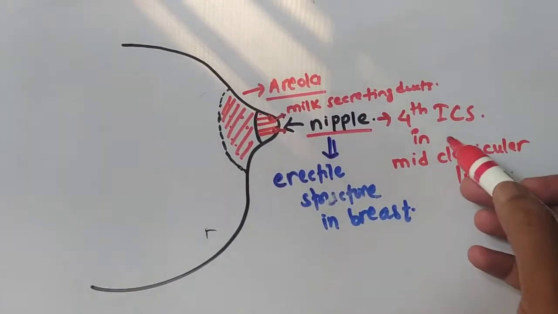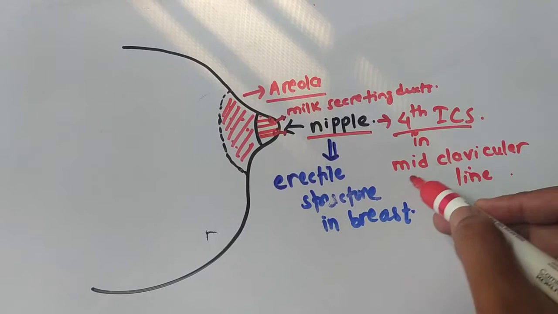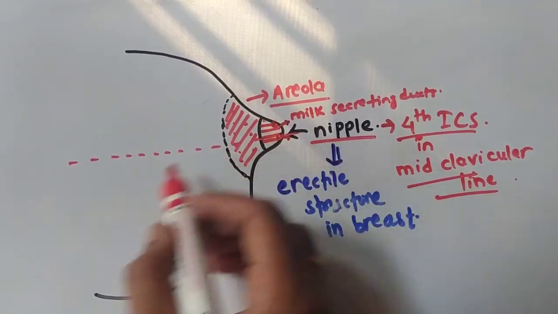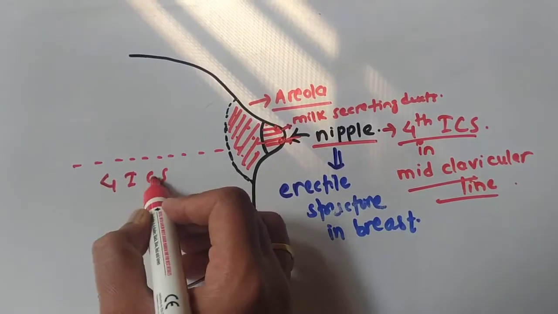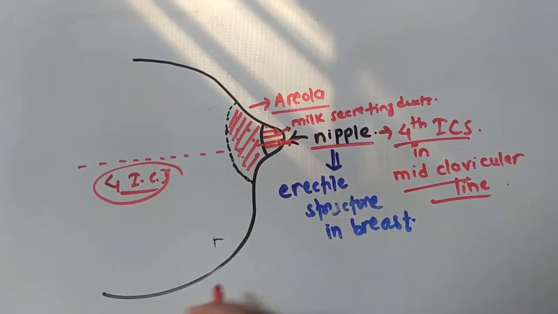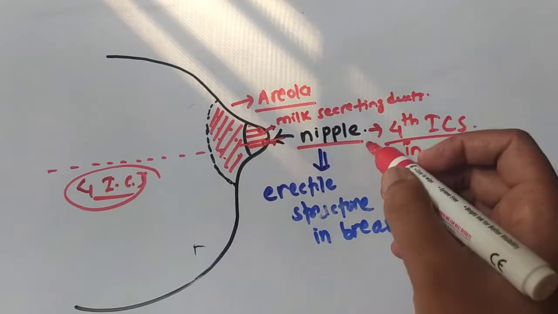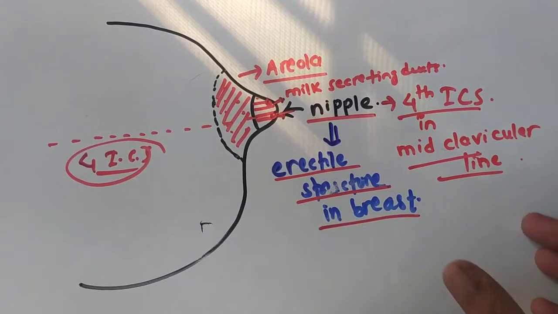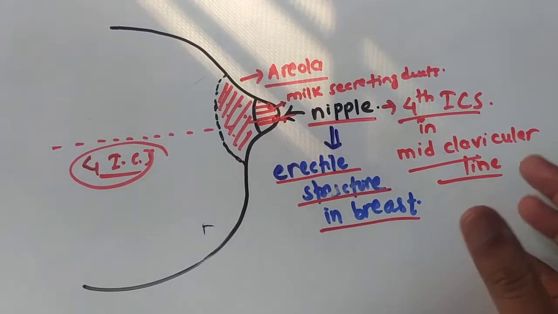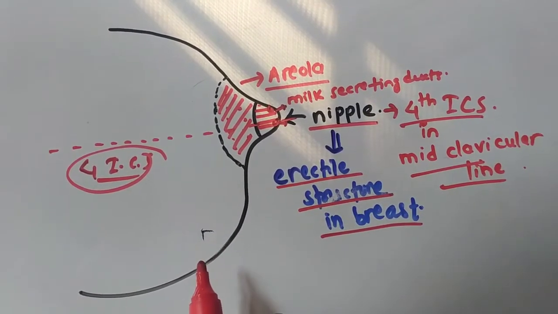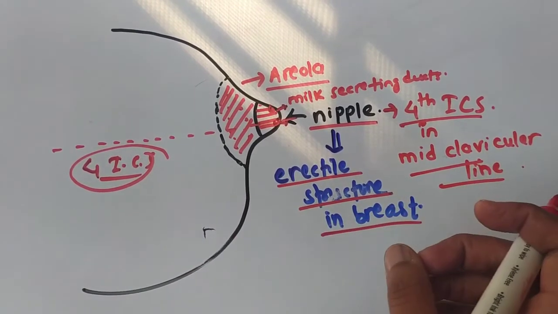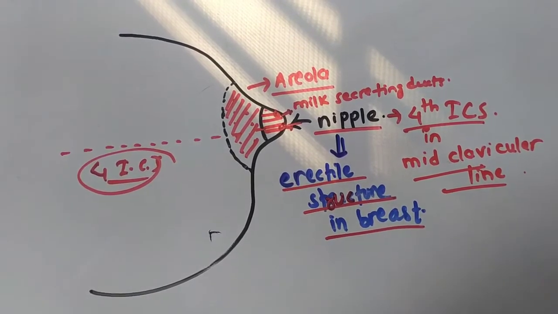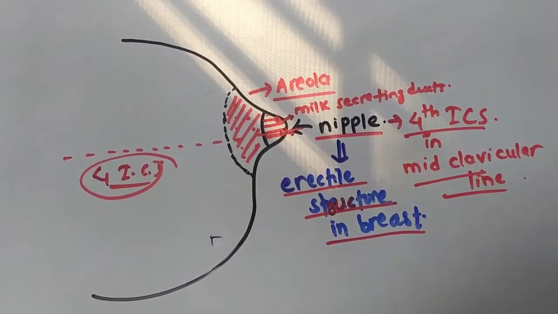The nipple lies especially in the fourth intercostal space in the mid clavicular line. The special thing about the nipple is that it is an erectile structure. Whenever the child starts to suck the breast of the mother, the nipple gets erect, and it actually helps the child to feed the milk.